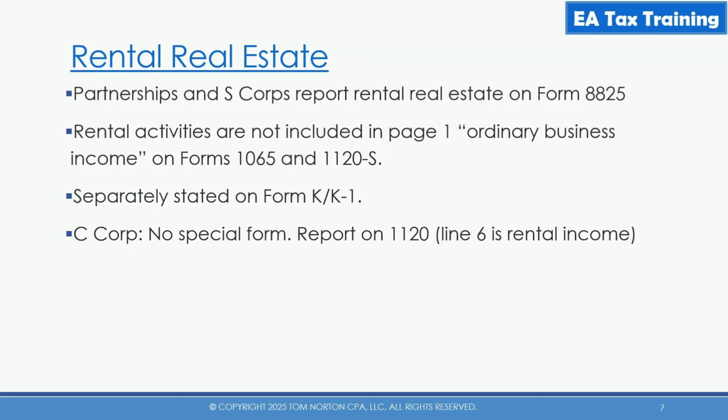For a C corp, they don't use any kind of special form at all. On the 1120, line 6 is actually for rental income, and then all the expenses you would just show in the normal expenses of the corporation.